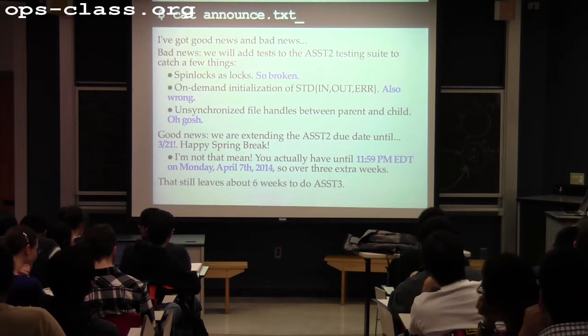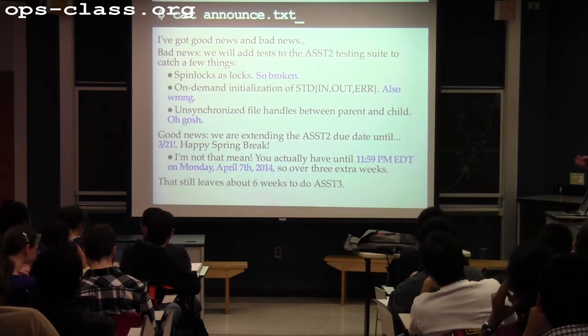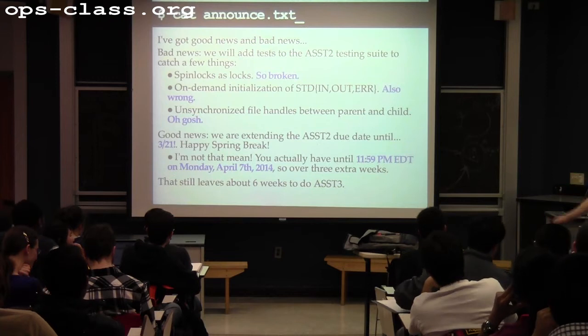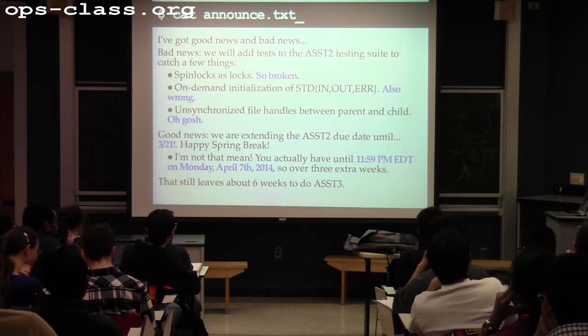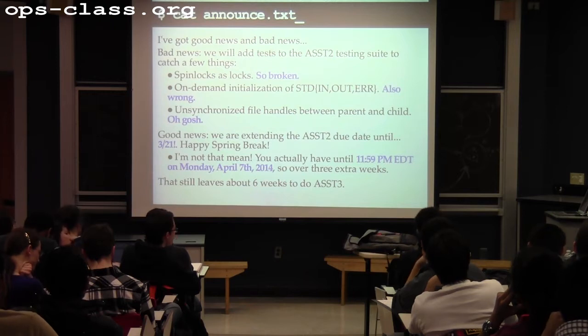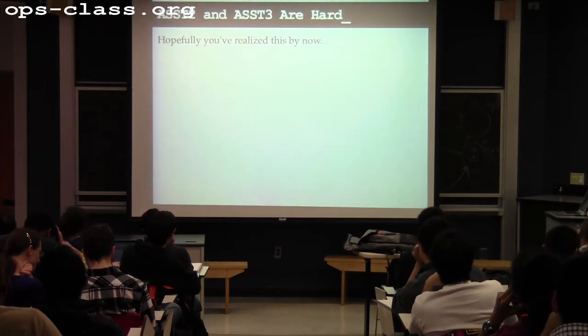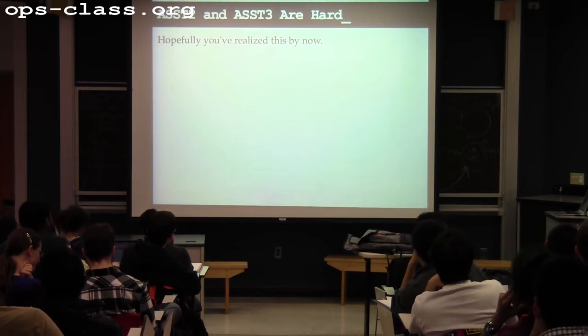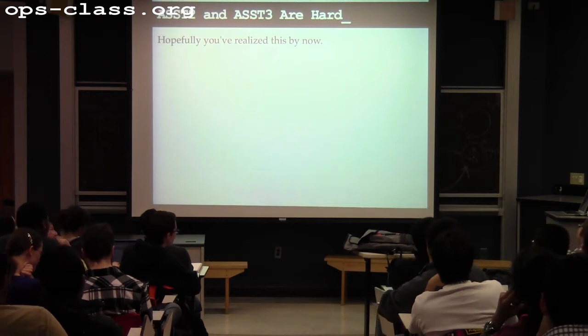The assignment 3 due date is not going to change. I can't move that. It's basically the end of the semester. You guys will still have 6 weeks to do assignment 3. That should be enough time. If you're done with assignment 2 now, you can just move on. I hope that this has sunk in, right?